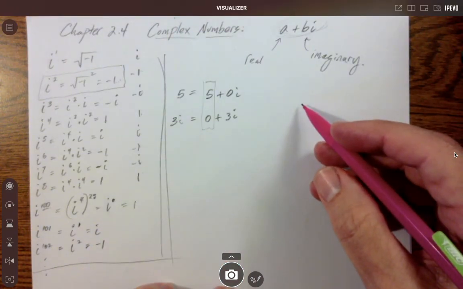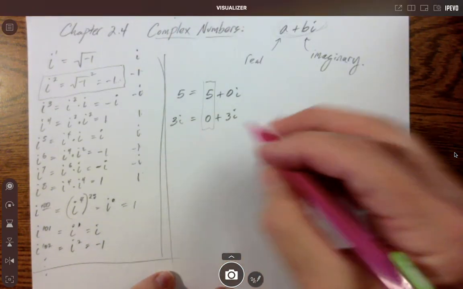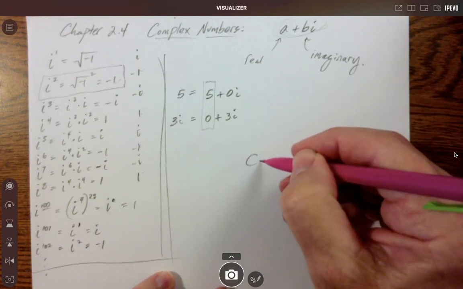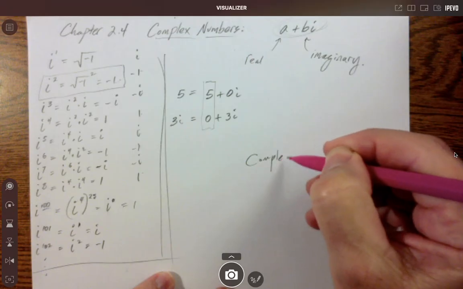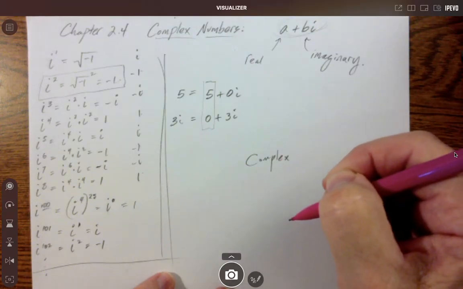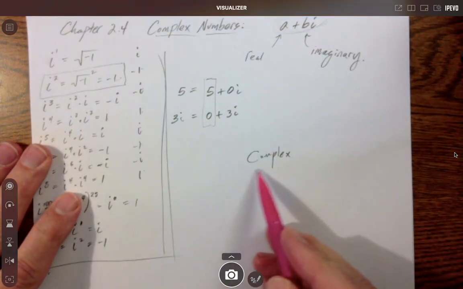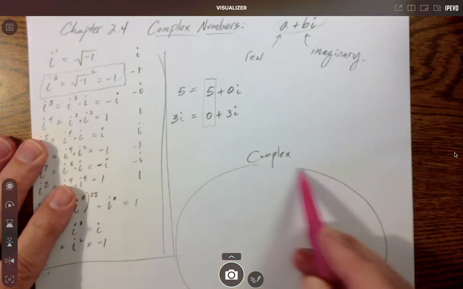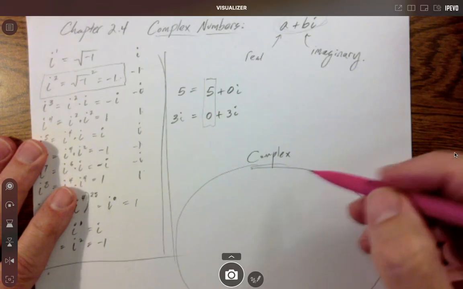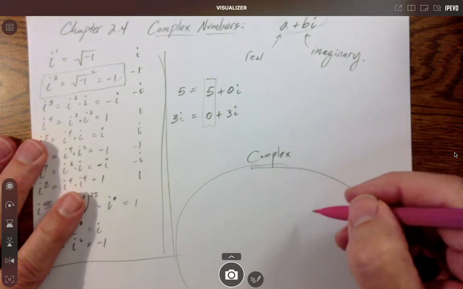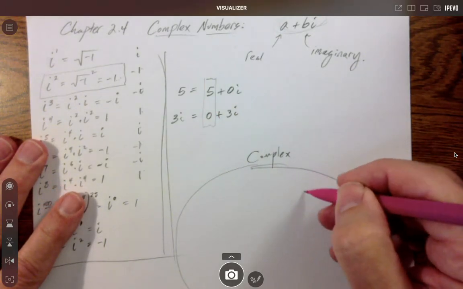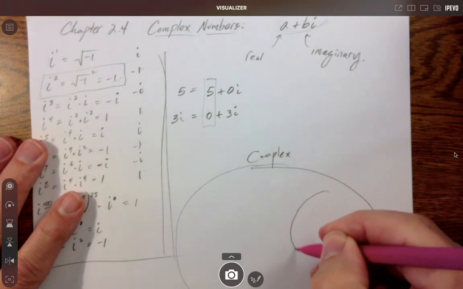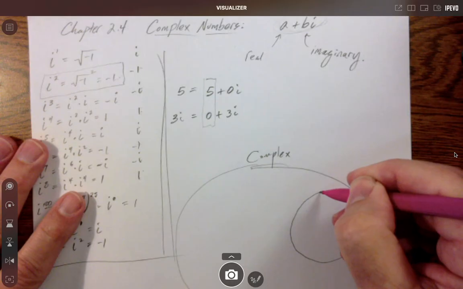So we start off with the simplest numbers. If you remember, there's like, let me do it this way. So we have complex numbers. All numbers are complex numbers, all numbers. Now, you can break that up into 2 groups. You've got imaginary numbers. So over here, I'm going to have imaginary.